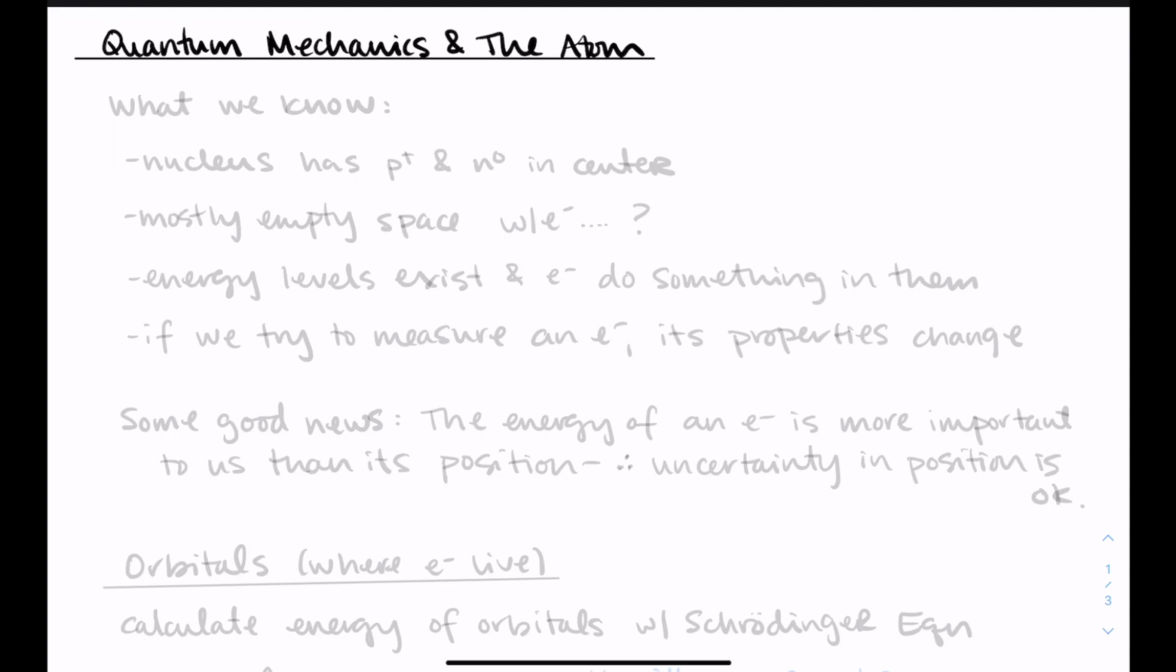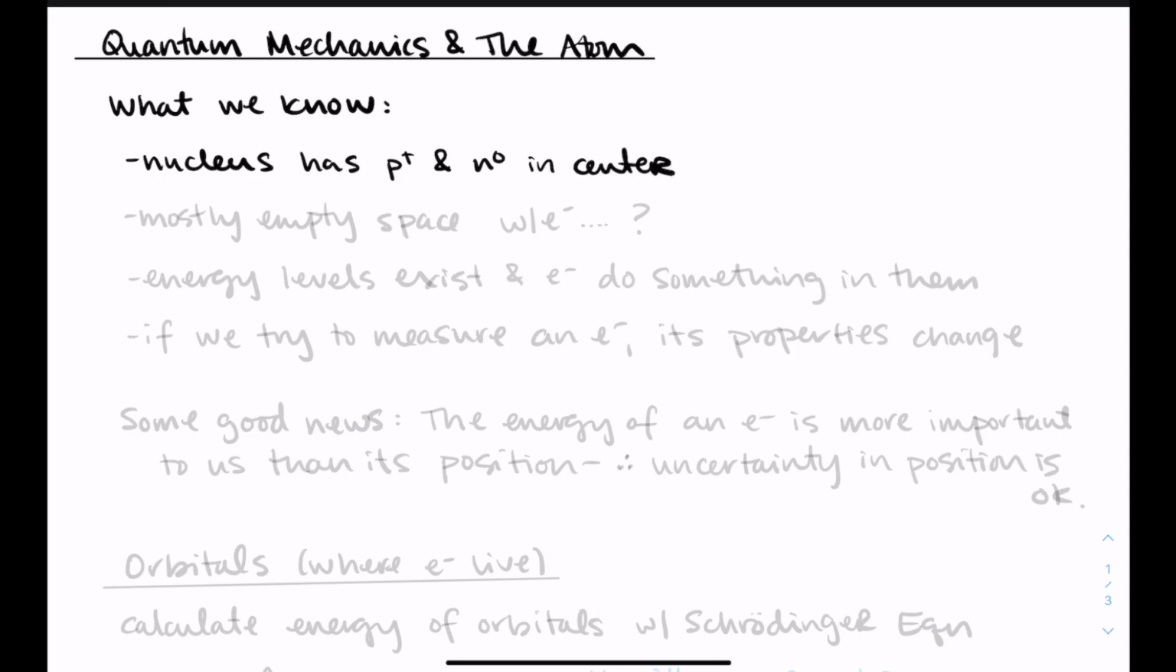So let's take this information and finally build up and add to our knowledge of the model of the atom. What we knew going in: the nucleus has protons and neutrons in the center. The atom is mostly empty space. The electrons are somewhere. Energy levels exist and electrons do something in them, right?